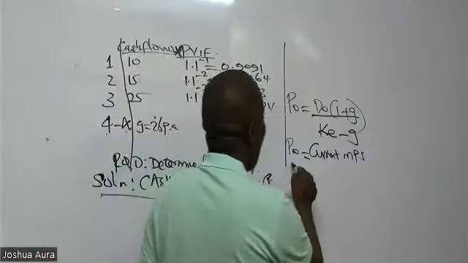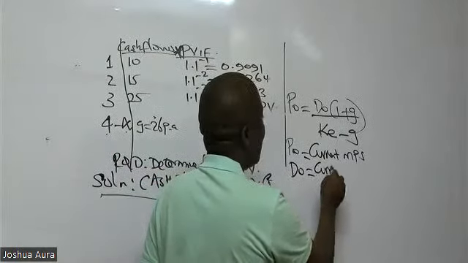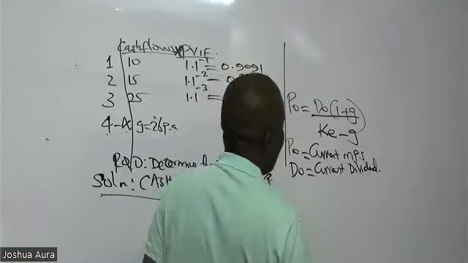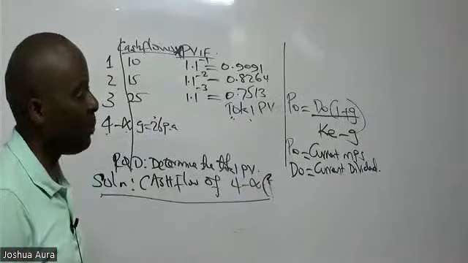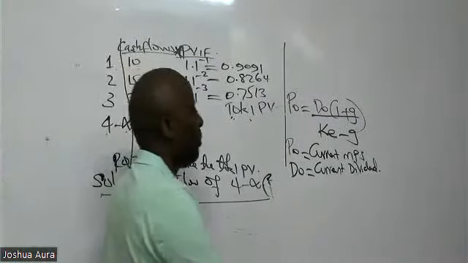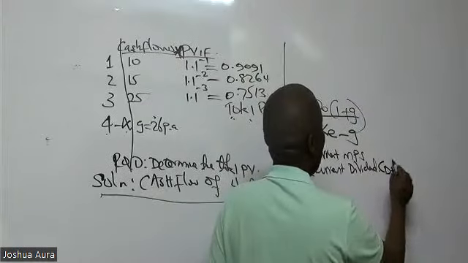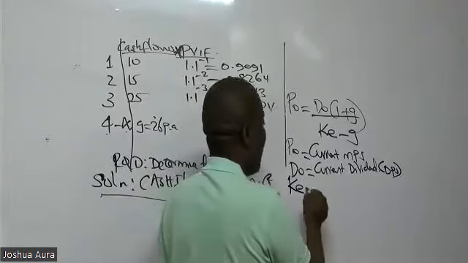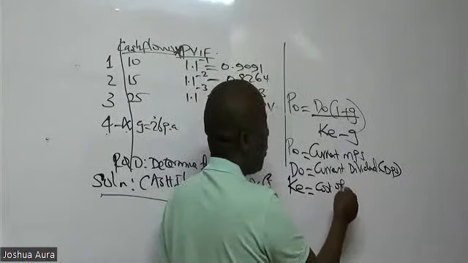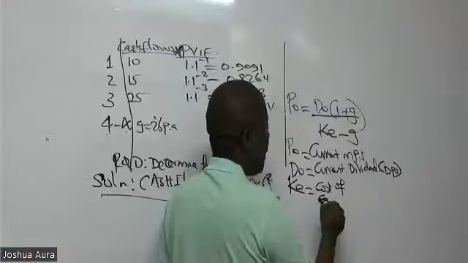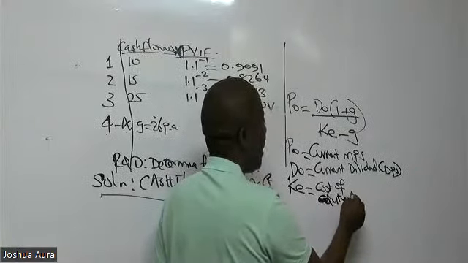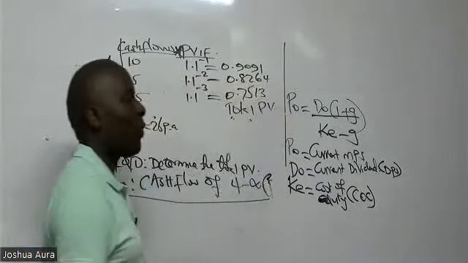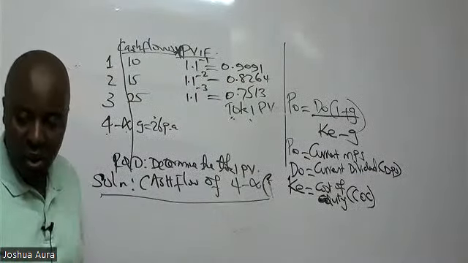And then we have DO. DO is the current dividend, current dividend per share, DPS. Actually, I should have used here DPS, current dividend per share. And then we have KE. KE here is cost of equity. In our case, we shall be using this as our cost of capital.